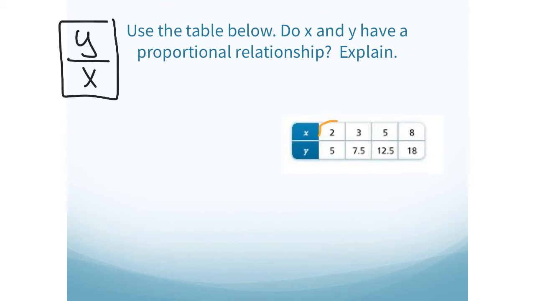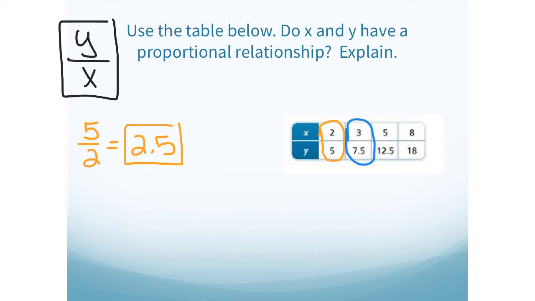Our first pair is this 2, 5. But I want the y on top of my division. So 5 over 2. And when we divide this, we get 2.5. Now we need to check the next one. We need to do this to all of our pairs of numbers in our table.